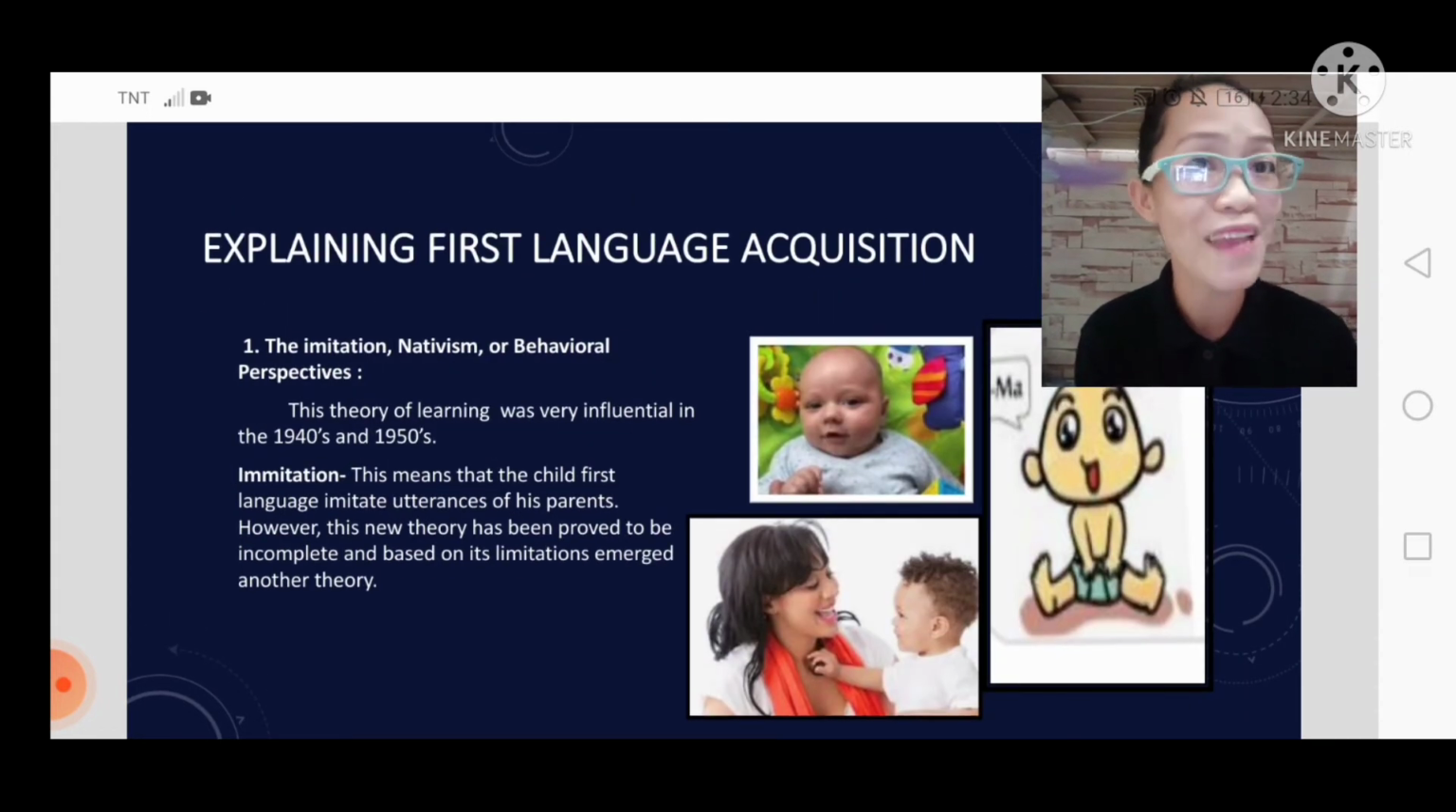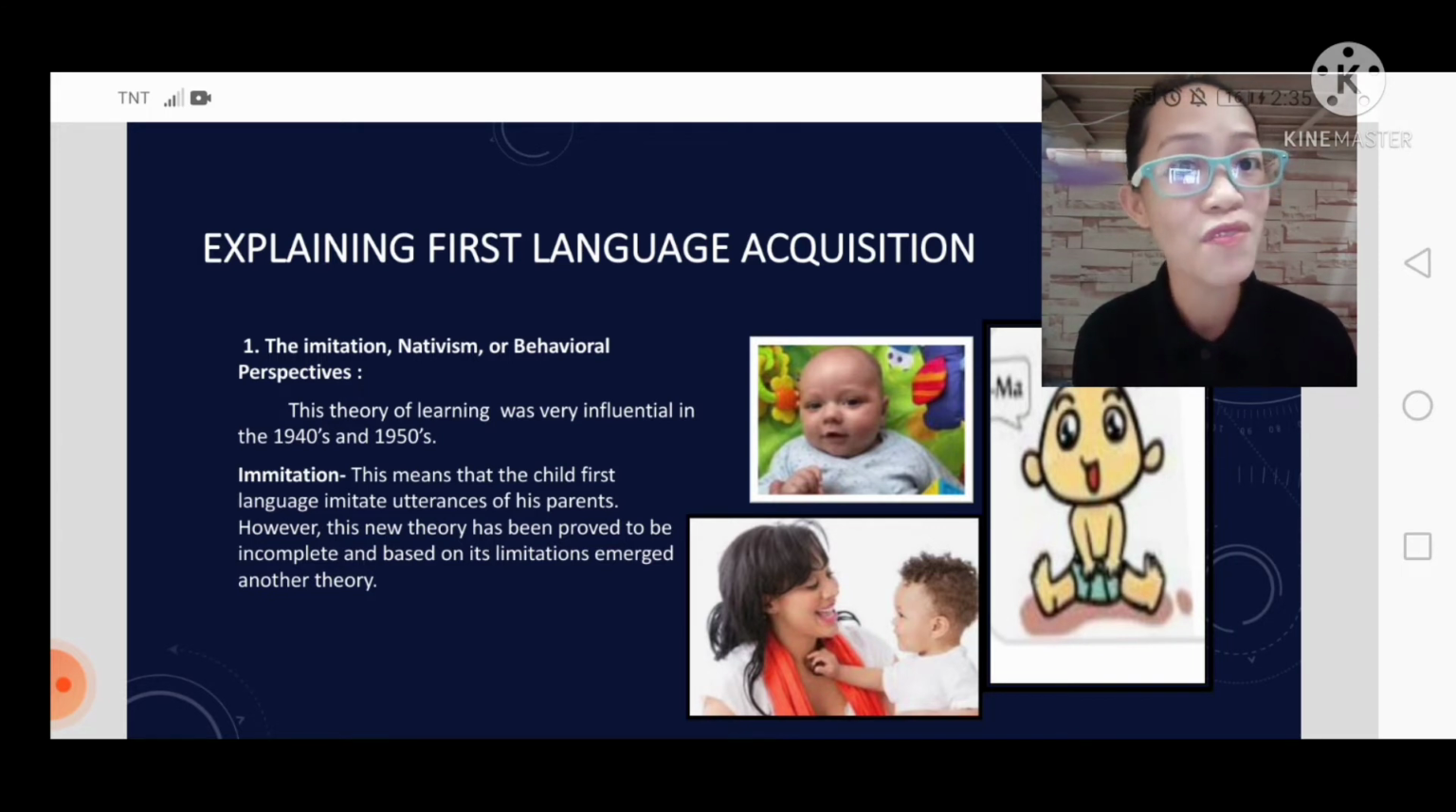We have to explain first language acquisition. Number one: imitation, nativism, or the behavioral perspectives. This theory of learning was very influential in the 1940s and 1950s. Imitation means that the child imitates the utterances of his parents.